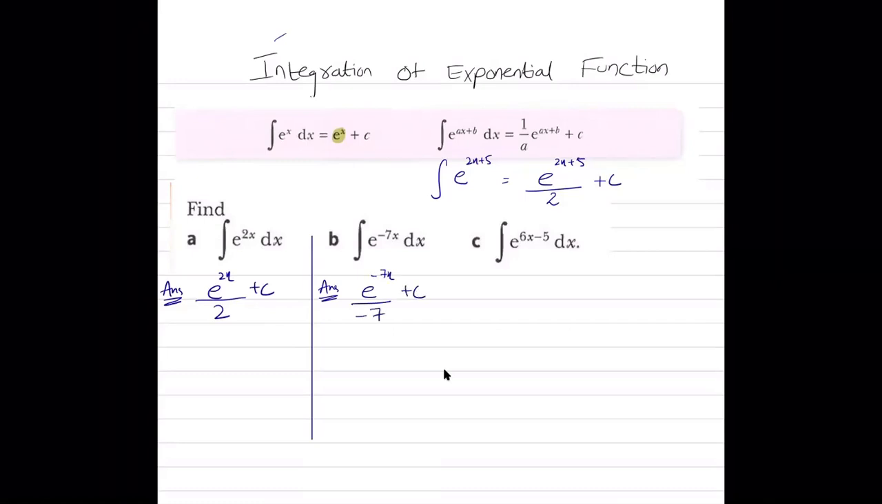Correct. So minus 1 upon 7 e to the power of minus 7x plus c. Okay, then e to the power of 6x minus 5 divided by 6 plus c. Okay.